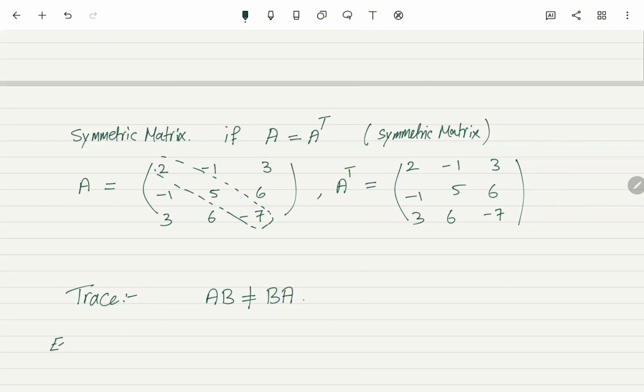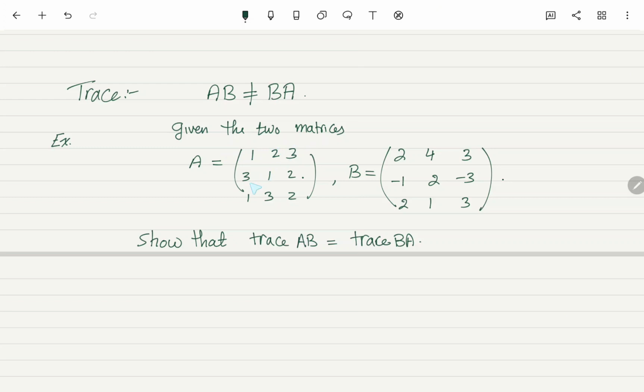Example, given the two matrices A and B, this one here, show that trace AB is equal to trace BA. So in this case here, before finding the trace, we should actually find the matrix multiplication AB and the matrix multiplication BA, then find the trace for both results and see.